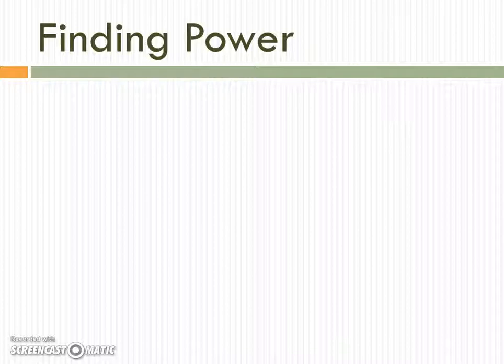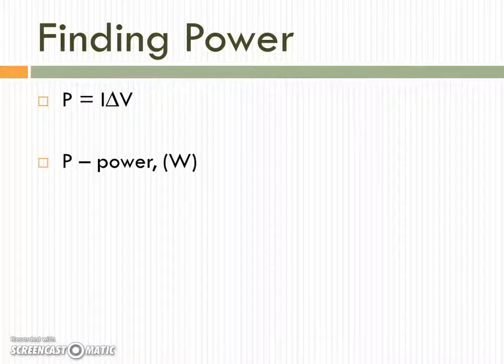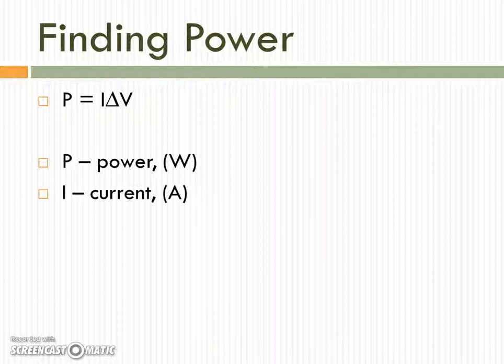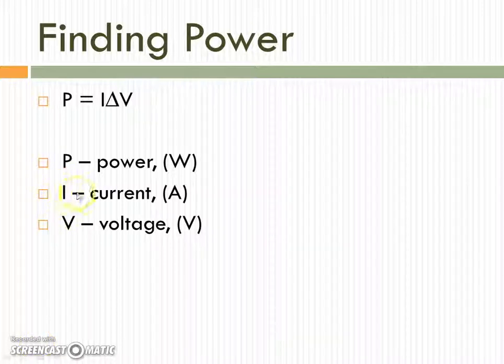And in this case, because we're talking about electricity here, there's a different way to find power. So power can be found as P equals I delta V. So P is your power, W. I is your current, capital A. And then V is your voltage in capital V. Okay, so the only one I see you guys having trouble with will be capital I. That's your current. That's the only one that's kind of out there and a little bit off.